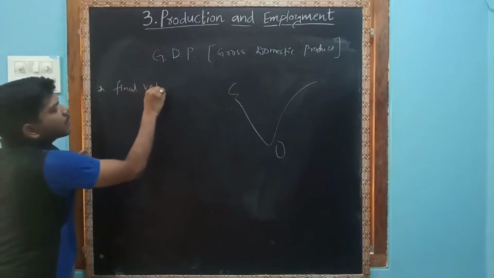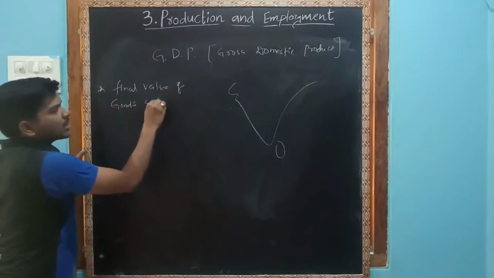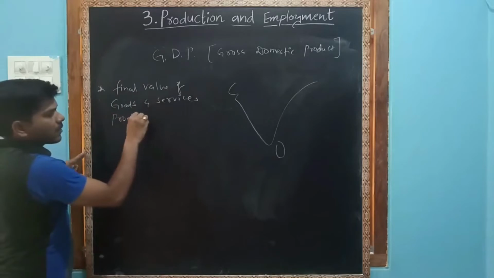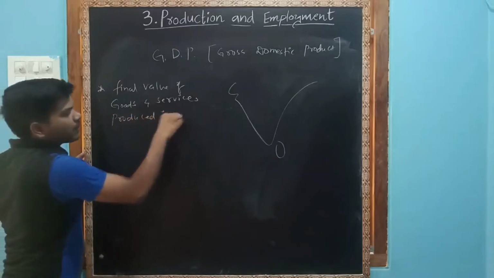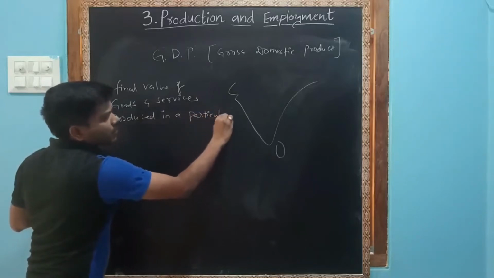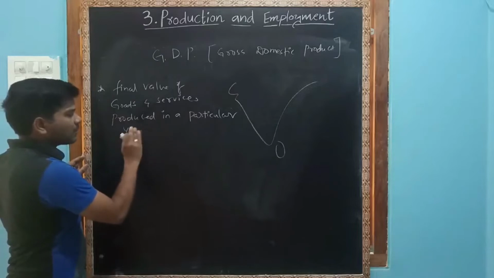final value of goods and services produced in a particular year. Sir, what is a particular year?